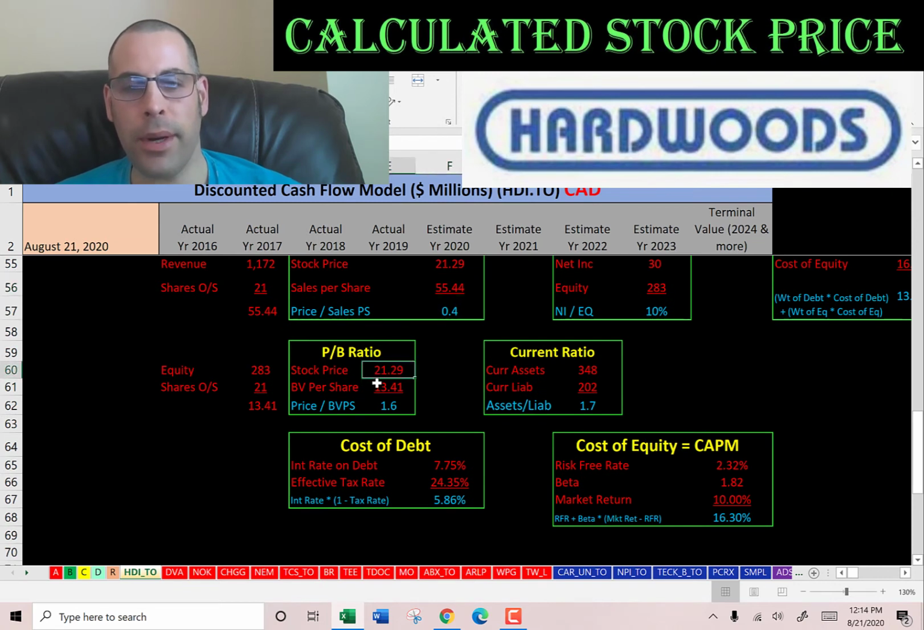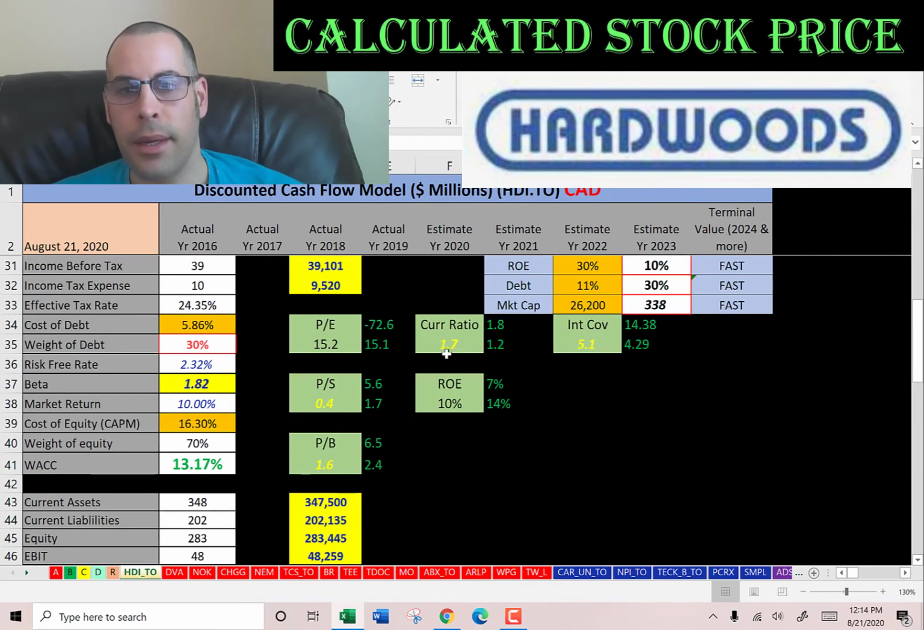Price to book is stock price over book value per share. To calculate book value per share, that's equity over shares outstanding. I like to see below 3.5, they're at 1.6. So investors are paying $1.60 for $1 book value. A good current ratio, a good interest coverage ratio, and a weak ROE.